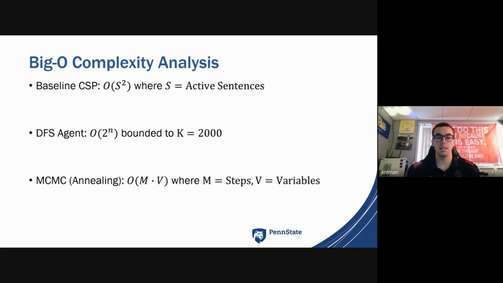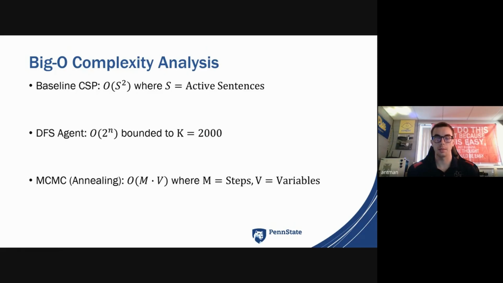Finally, the simulated annealing MCMC agent operates in O(m times V) time, where m is a fixed number of temperature steps in the cooling schedule, and V is the number of variables it flips. By defining m mathematically up front, we guarantee that the MCMC agent will never hang regardless of how massive or dense the board becomes.